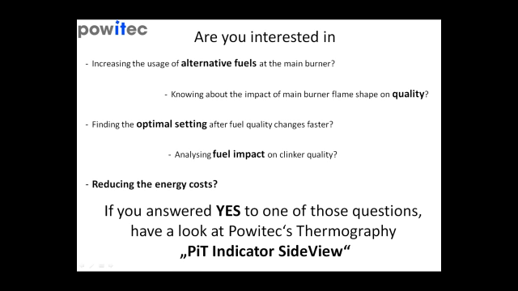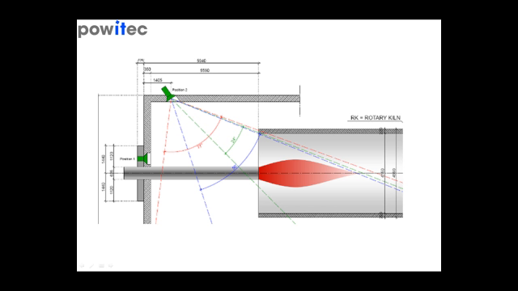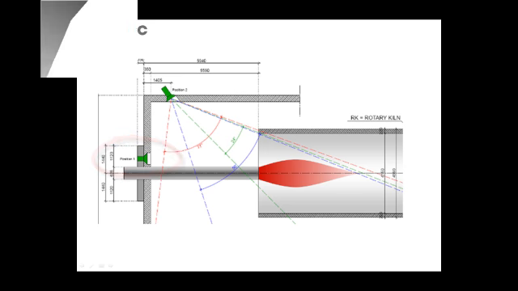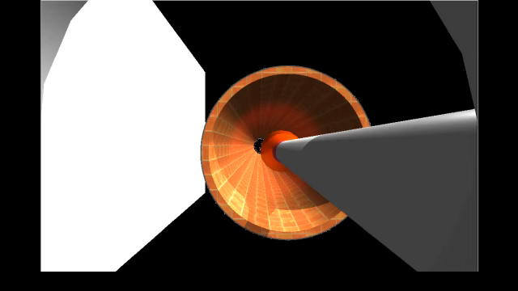With more than 100 installed PiT indicators, Powitec Thermography is at the forefront of flame monitoring in cement and lime kilns. The classical thermography from the front optimally analyzes flame diameter, sintering zone, and clinker bed. The additional video image enables the operator to be aware of the texture of the clinker and the clinker discharge area.